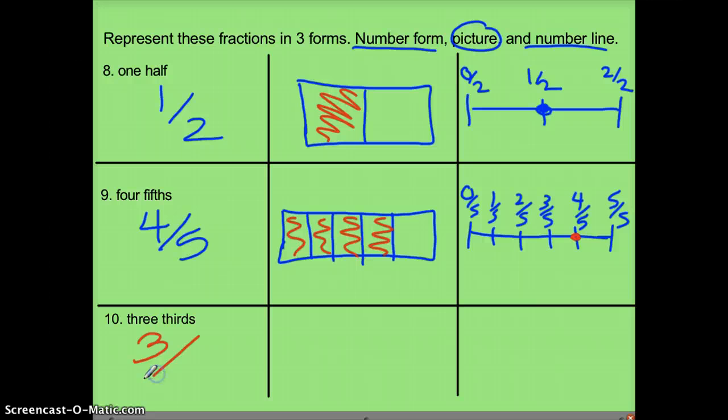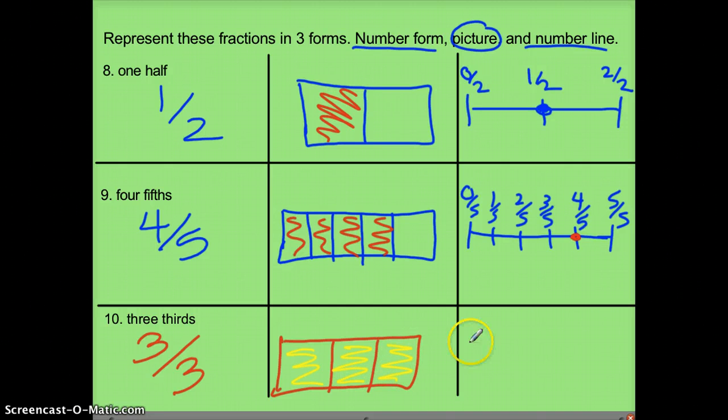Last one here, 3/3. 3 is my numerator, thirds is a denominator. I'm thinking I need 3 spaces, and 3 of them should be filled in. 3/3.